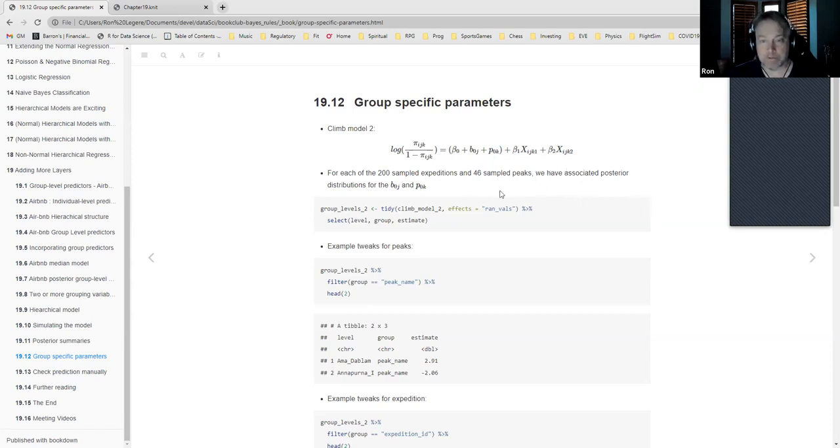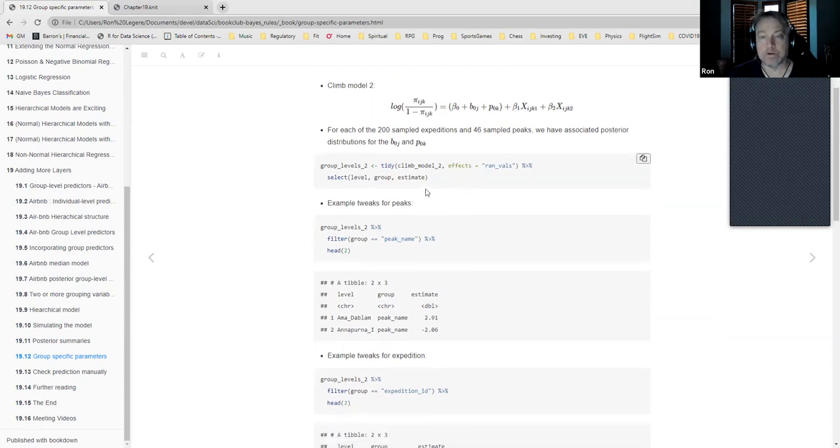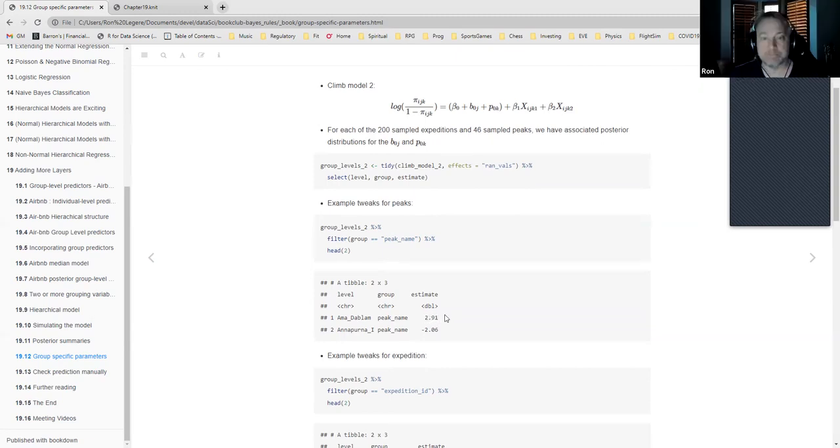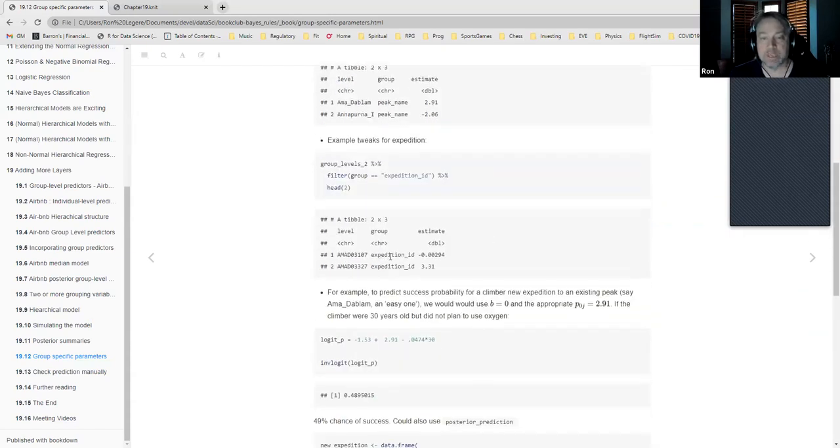When we look at these group-level effects, we can get the posterior for these tweaks. As an example, here are some tweaks for the peaks. This one, the estimate is 2.91. So I'm a Doblin, that must be an easy peak to climb, right? This is the mean. It must be an easy peak to climb because it's 2.91. And this one is Annapurna 1, minus 2.06. That must be a really hard peak to climb, right? The success log odds is reduced by about 2. And the same thing goes for expeditions. Now these two expeditions are both to the same peak, I'm a Doblin, it turns out.